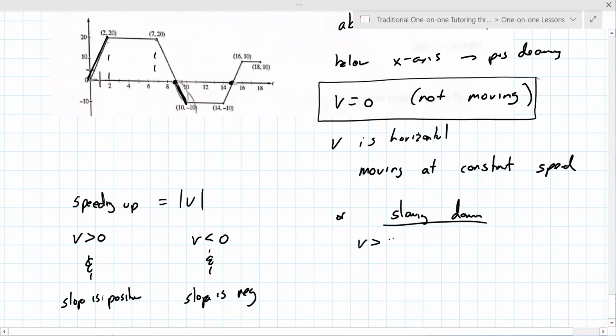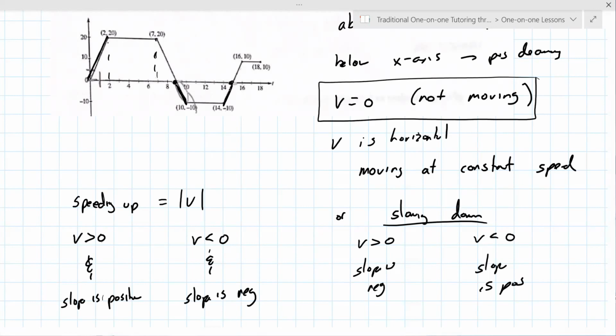So if velocity is positive, but the slope is negative, that's 7 to 9. Yes. And then velocity is negative, but the slope is positive, that's 14 to 15. And then 15 to 16 is speeding up. Yeah. So then what is from 2 to 7 and 16 to 18?